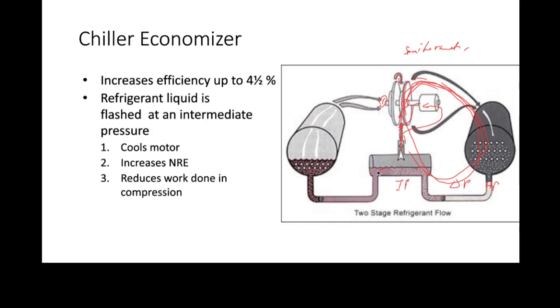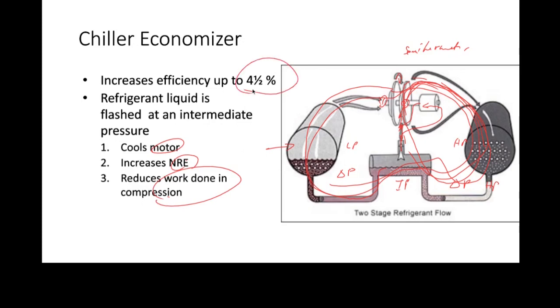And then the other loop that we have is this other refrigerant circuit, which goes all the way around. Okay? And so again, we've got a delta P, but because the delta P is smaller than the overall delta P from LP to high pressure, we end up getting less flash gas in the evaporator, better NRE. We've cooled the motor, and the intercooling effect has reduced the work that we've done in compression.